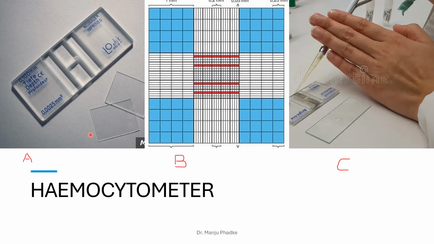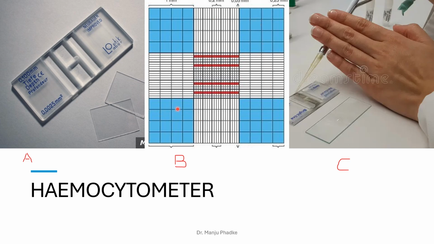A rectangular indentation is etched into the center of the slide here, and there is this groove here which is 0.1 millimeters in depth. So it creates a chamber with a precise depth. This chamber floor is engraved with a grid of perpendicular lines, as you can see in this figure.